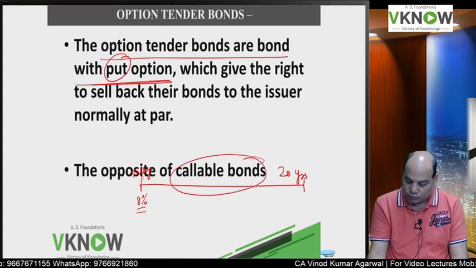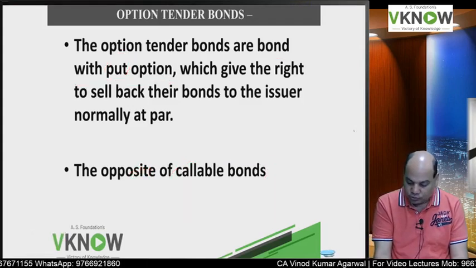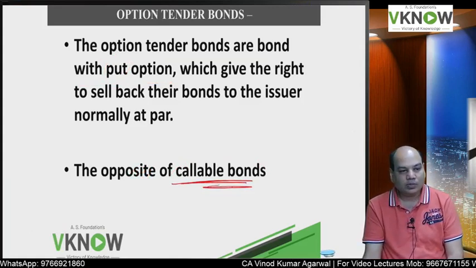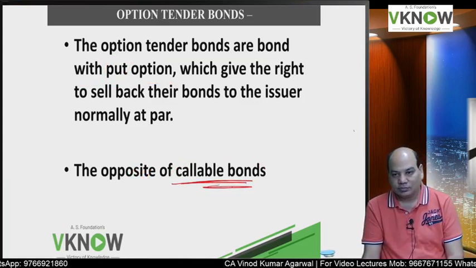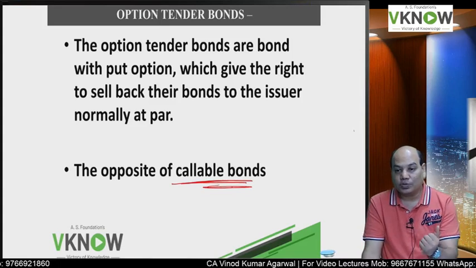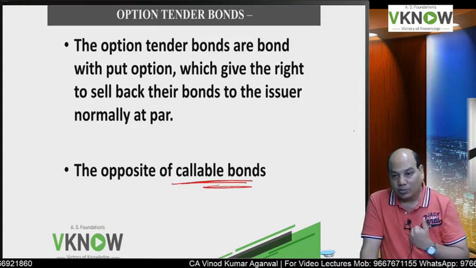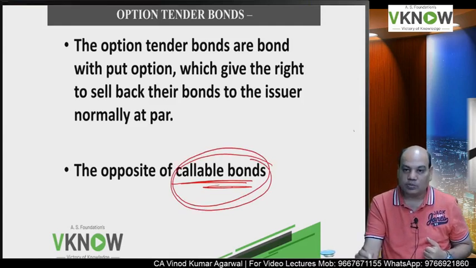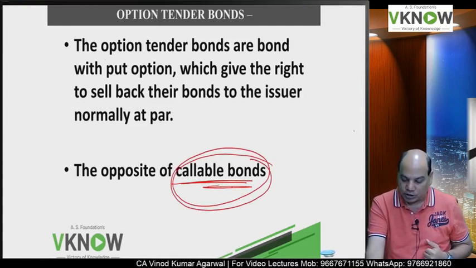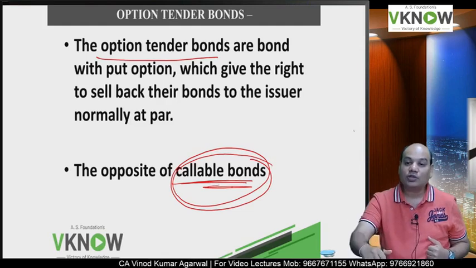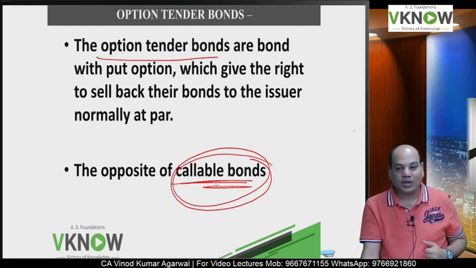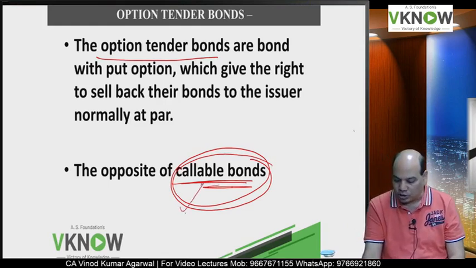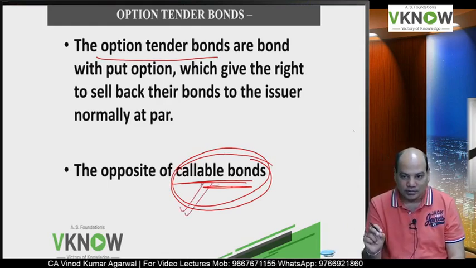These are the opposite of callable bonds. Have you heard of callable bonds? I am going to discuss callable bonds in a separate section. Callable bond means the company has the option to redeem the bond before maturity. Option tender bond, the investor has the option to go to the company and get his bond redeemed before maturity. More about callable bonds in a separate segment.